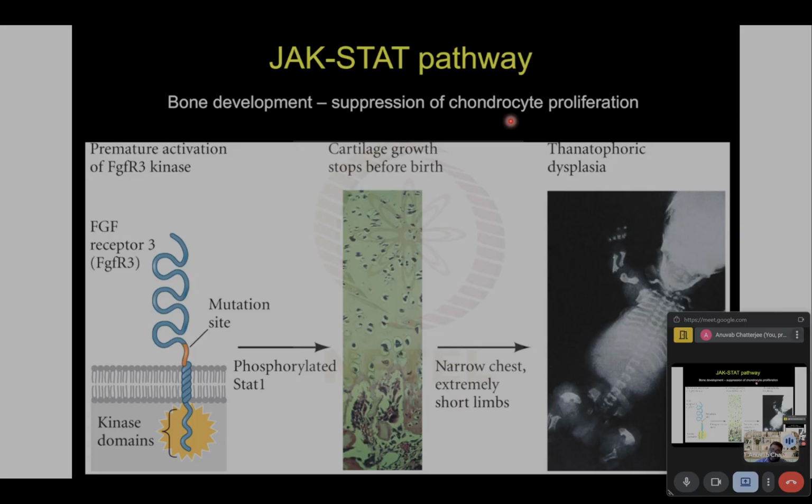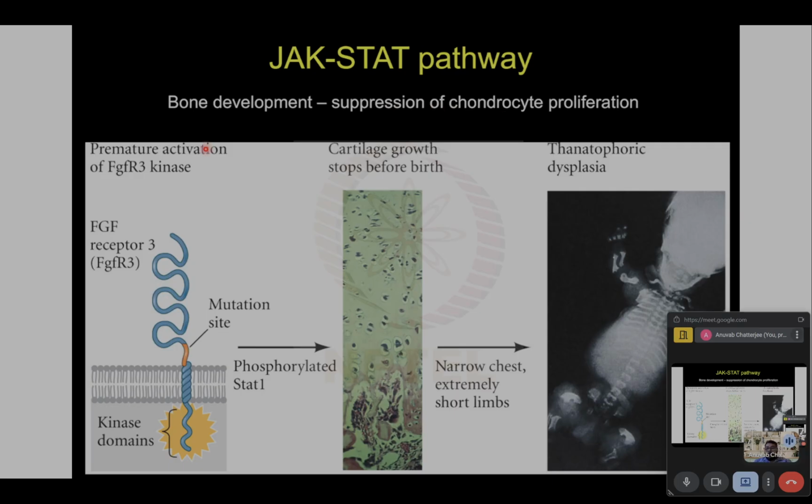There is a chondrocyte population which proliferates, lays down the framework of the entire limb, and slowly these chondrocytes change to bone cells, and you have the entire bone forming. The JAK-STAT pathway actually helps in chondrocyte proliferation. So it causes the limbs to actually grow to their full length.